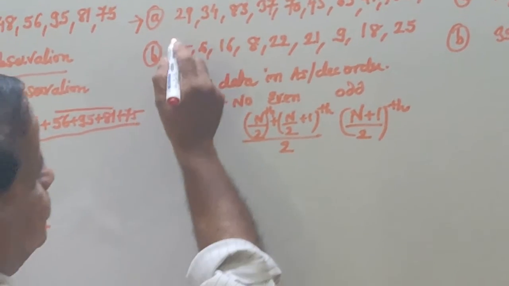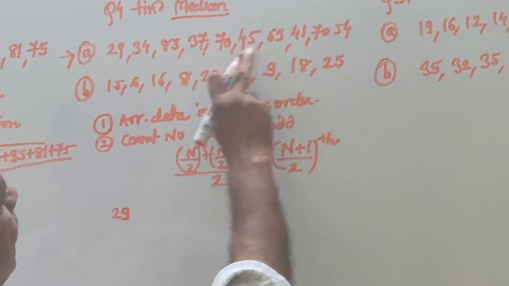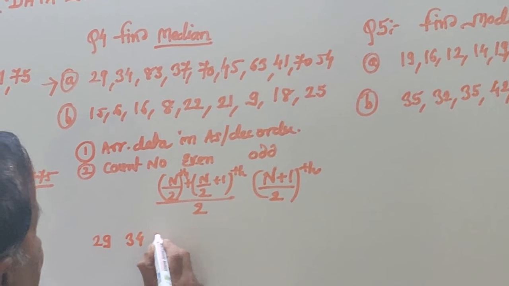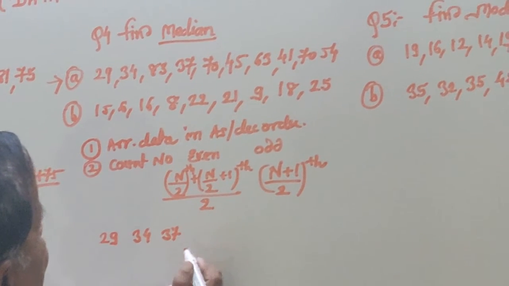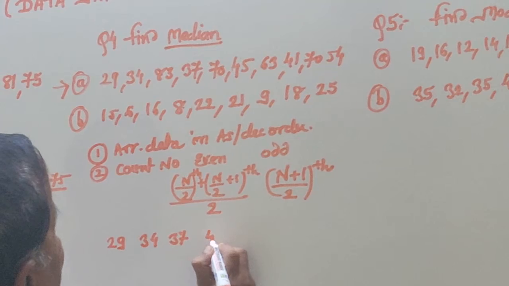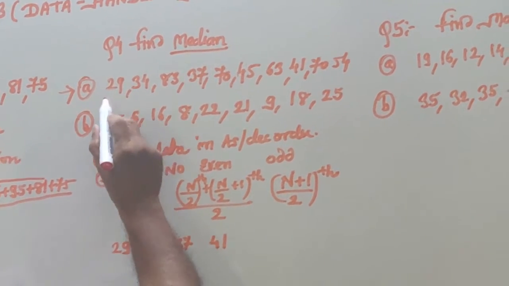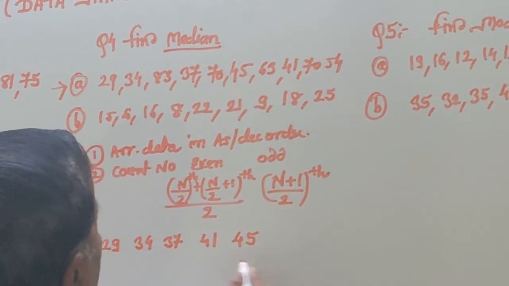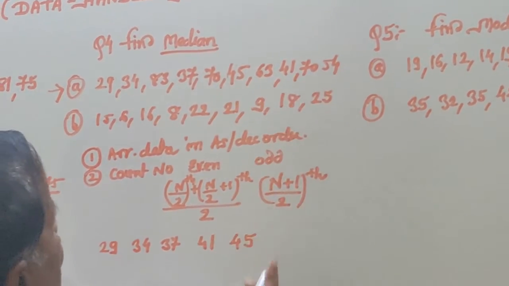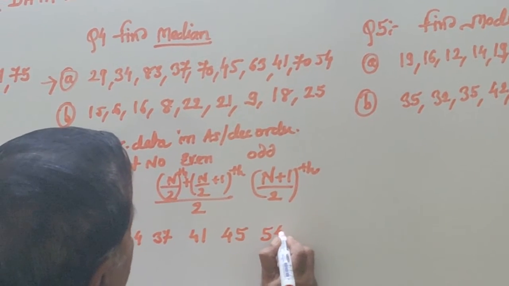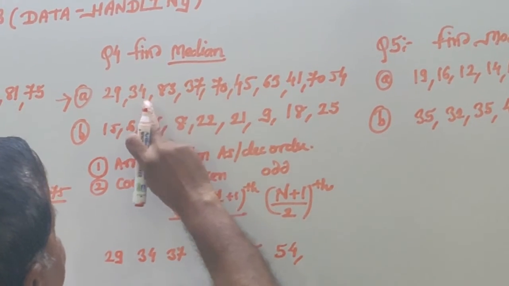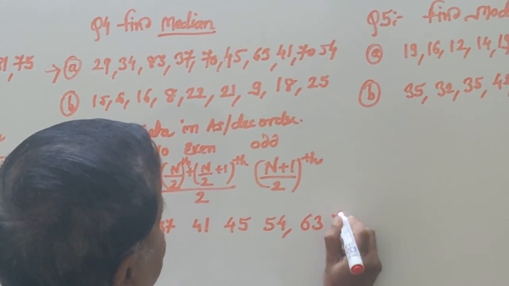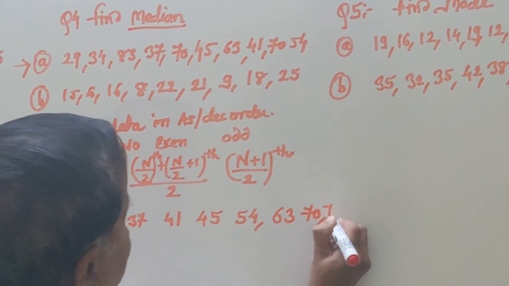Now I am arranging this data. Which number will come here? 29, then 34. What number will come next? 37 will come, then 41 will come here. 29, 34, 45 is there. Now which number is coming? 54 is coming. After 54 comes 70. How many times is 70 coming? 1 and 2 times.